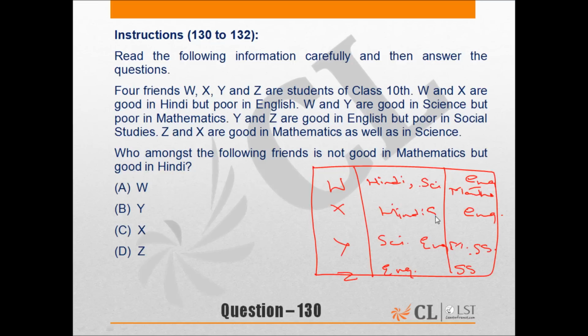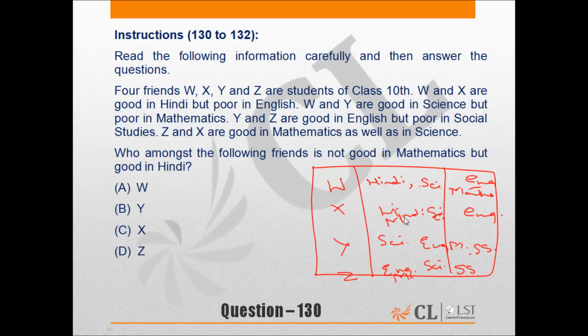Who among the following friends is not good in maths but is good in Hindi? Now over here, as we can see, W is good in Hindi and is poor in maths. Option A. That straight away gives me the answer. Hence, option A will be the right answer for this particular question. The first option itself is correct. I don't even have to look at the other options.